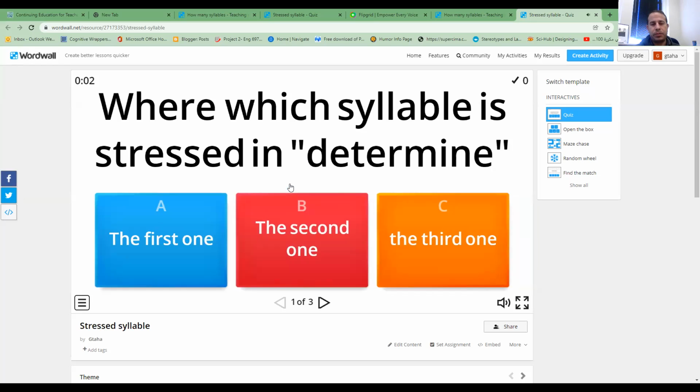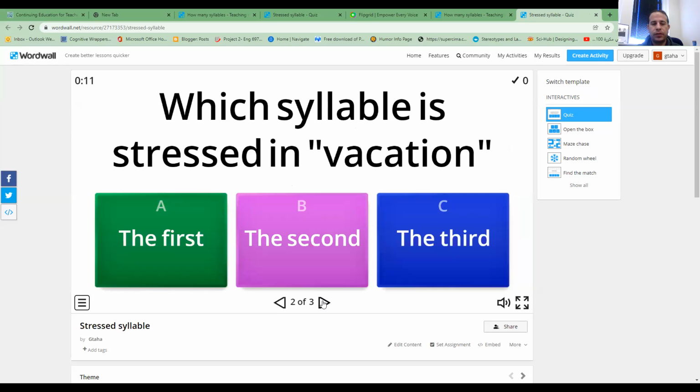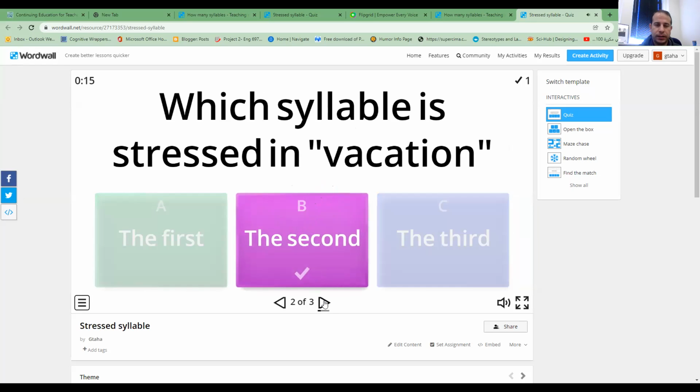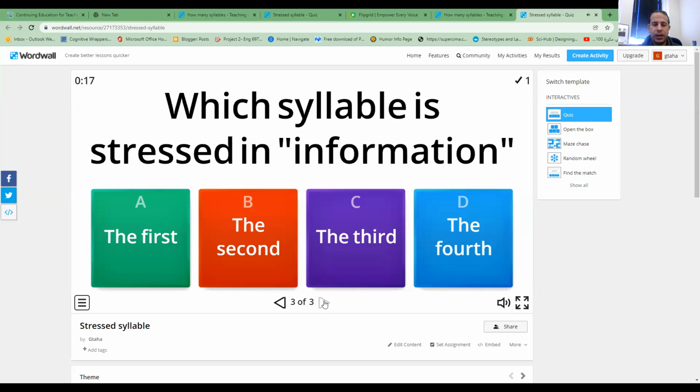Okay, where is the stressed syllable in this word? The first one? No, it's determined. The second one is the correct one. Let's go to the next one. Vacation, we have already answered this. So yes, well done. The last one, information. What do you think? The third one. Well done. Excellent.